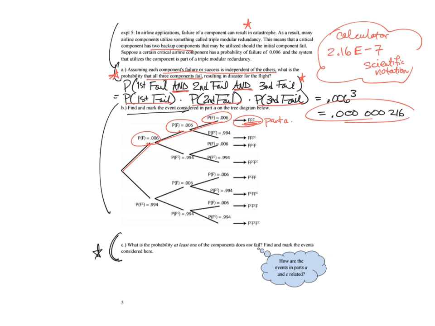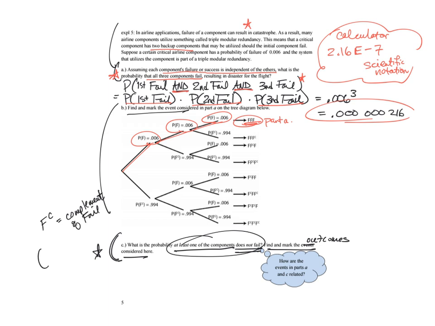What is the probability at least one of the components does not fail? Then it asks me to find and mark the events considered here. In fact, let me find and mark those events. Oh, actually, those are outcomes. Come to think of it, that is the wrong word there. Find and mark the outcomes considered here. Well, I want at least one component not failing. Oh, by the way, I did use the complement notation that we saw earlier in the notes. I think it was in section 5.2 that they showed me the complement of F, which means the component does not fail.